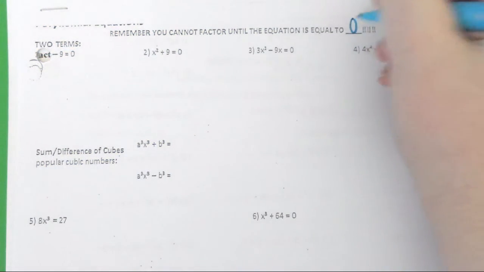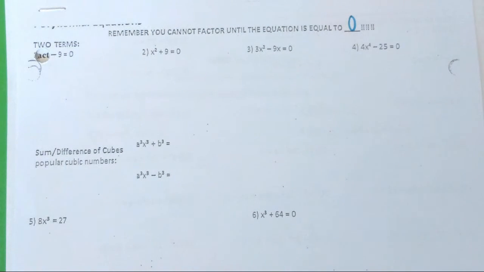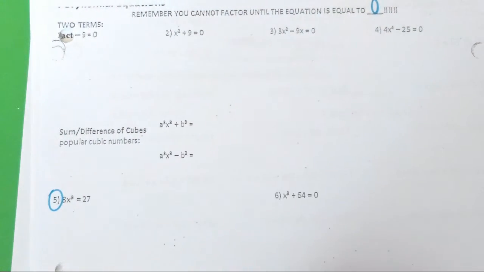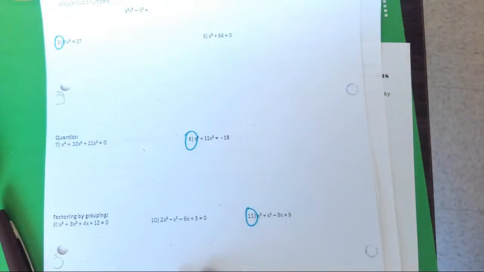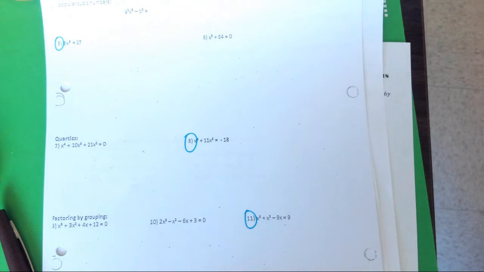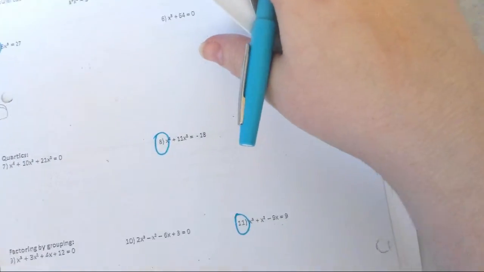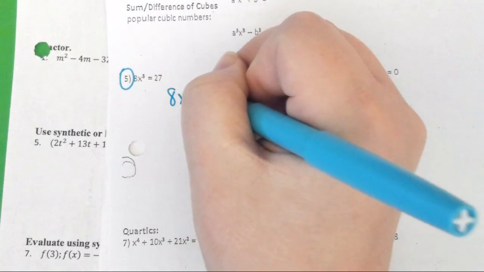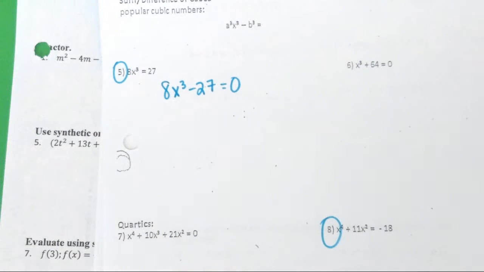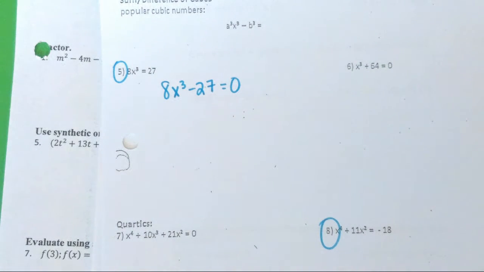Okay, and then which problem should I be concerned about? 5, 8, and 11. So if I were you, I'd go ahead and circle 5, 8, and 11. Why are we circling 5, 8, and 11? Because they're not set equal to 0. So hopefully we'll get to number 5 today. If not, I won't cry. Let's go ahead and move the 27 over, and then it would be equal to 0. So on 5, 8, and 11, we have to do an extra step because we have to be equal to 0 first.